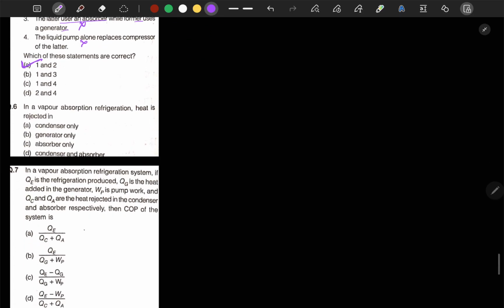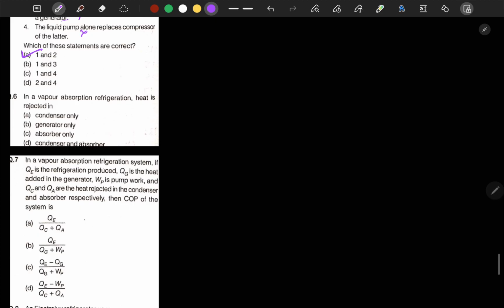A. Next, moving to question number 6. In a vapor absorption refrigeration system, heat is rejected in the condenser only. Okay, so we know that there are two places where heat is rejected. First is the condenser, second is the absorber. In both we would circulate the cooling water.